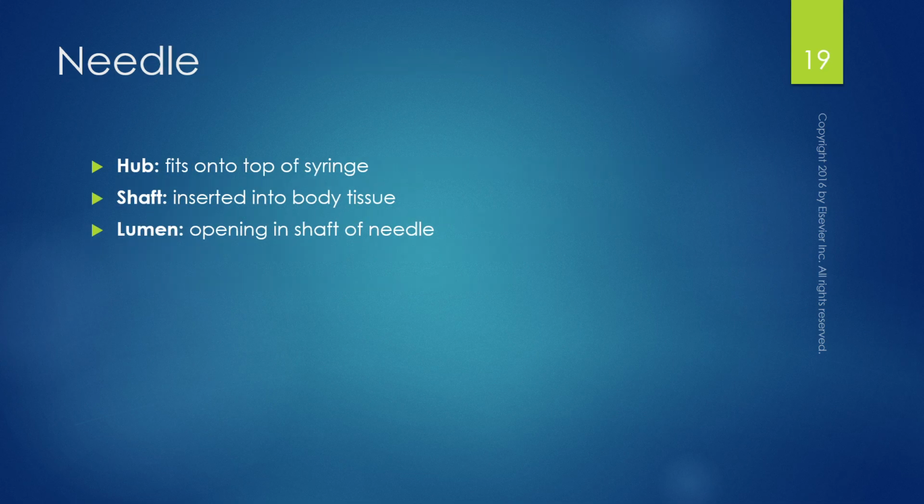Okay, now on to our needle anatomy. So every parenteral administration requires a syringe and a needle. The hub of the needle is the end of the needle where the syringe and needle meet, and usually lock together in either a push-on or twist-on fashion. The shaft of the needle is the long part of the needle that's inserted into the body, and the lumen is the opening, the bored out opening of the needle. It's what the medication travels through.